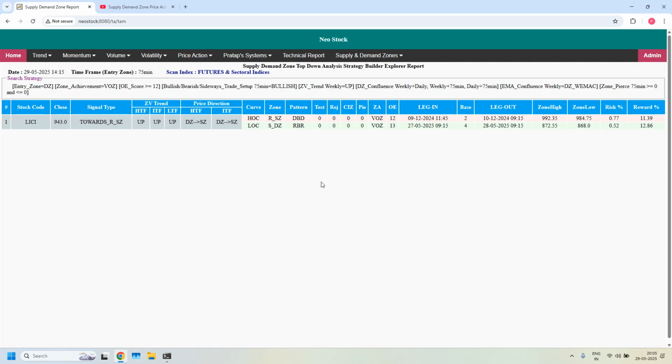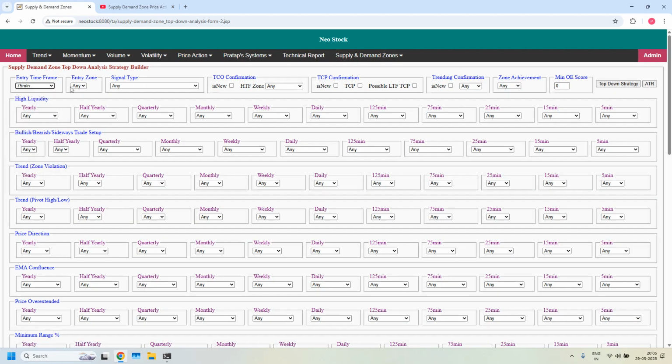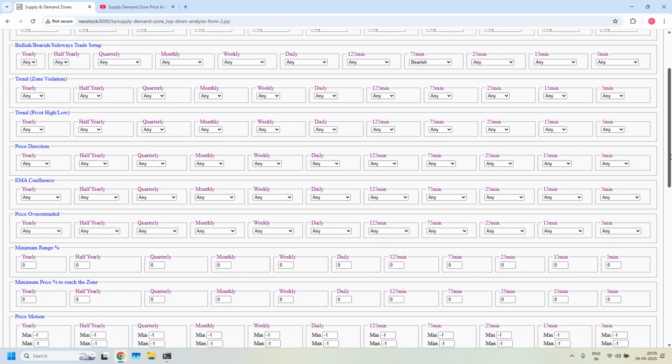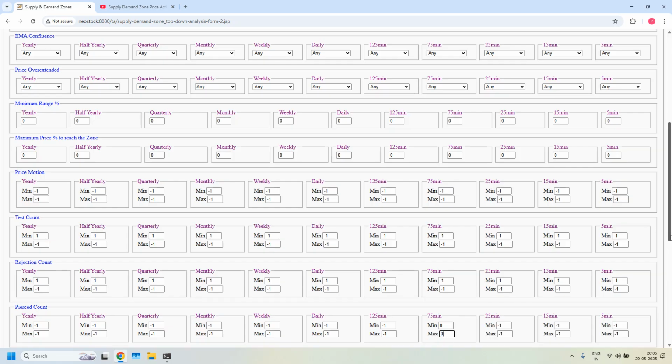Okay, next, bearish trade setup for weekly income trade. Entry time frame 75 minutes, entry zone supply zone. Bullish, bearish or sideways at 75 minutes, I'm selecting bearish. This is the bearish trade setup. And zone achievement violated opposing zone, minimum odd enhancer score should be 12. Also this 75 minute supply zone should not be pierced. So in the pierced count at 75 minutes time frame, minimum value 0, maximum value 0. So the zone is not pierced.